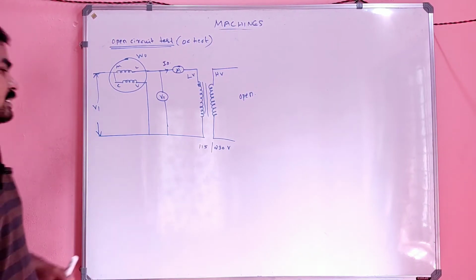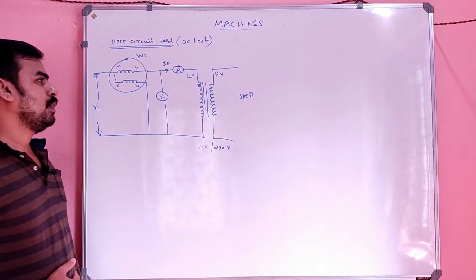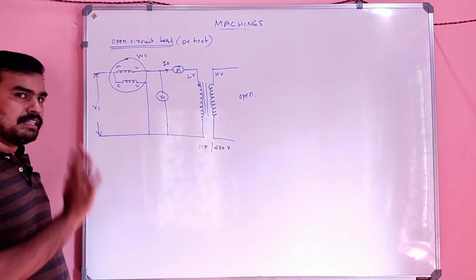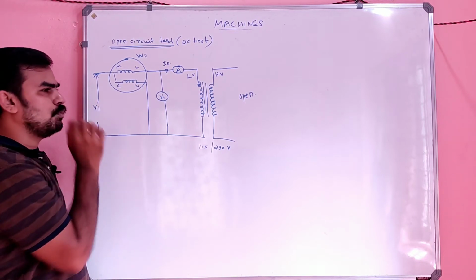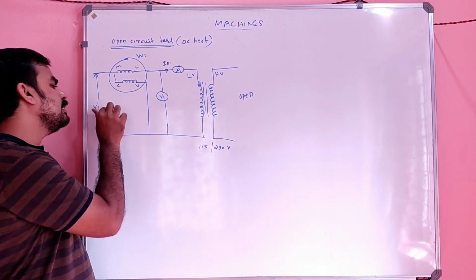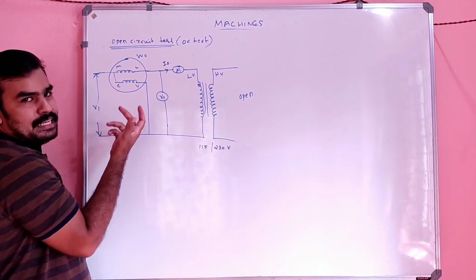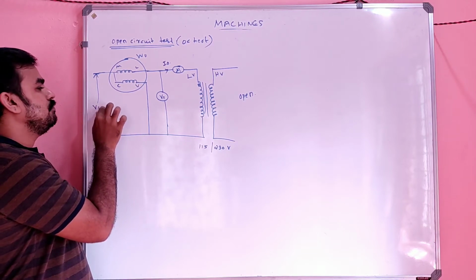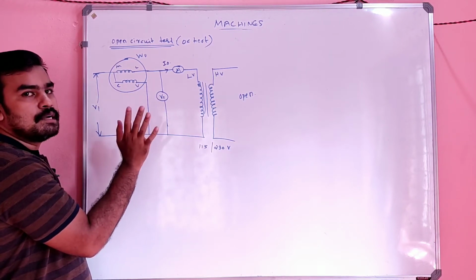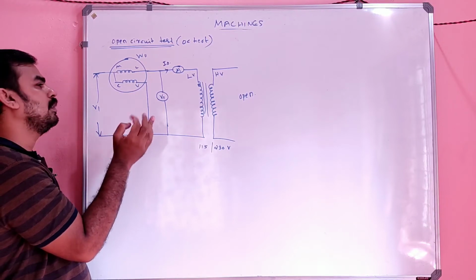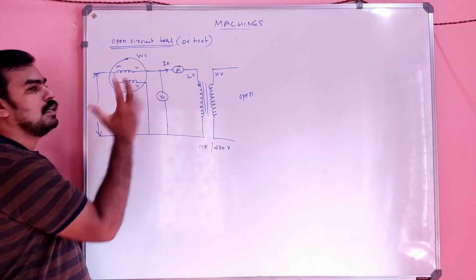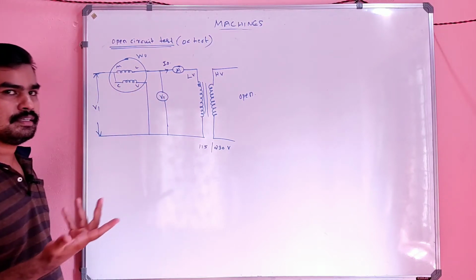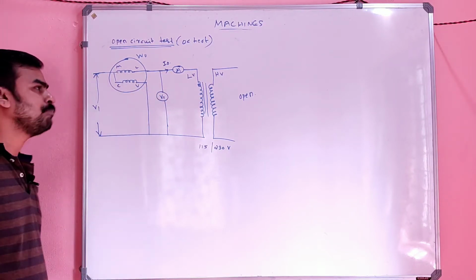So what is the test? How can we do this test? Connections are made as shown in the figure. We have to slowly increase the supply voltage. This V1 and this V1 are approximately equal. A small change will be there due to the wattmeter, but except for that they are equal, so I simply represent both as V1.